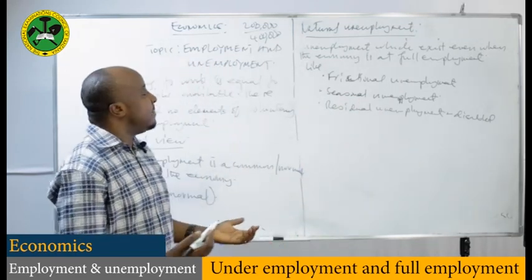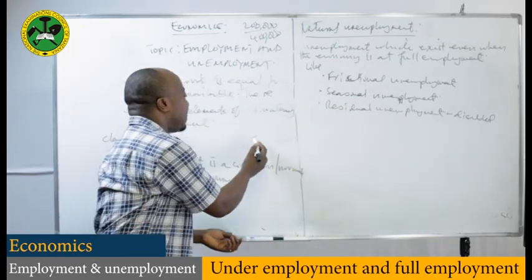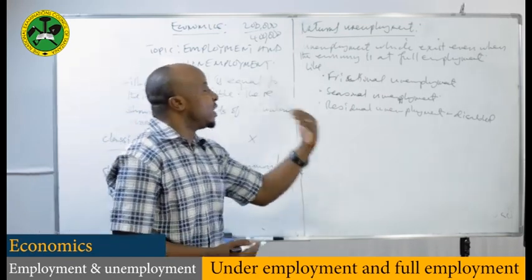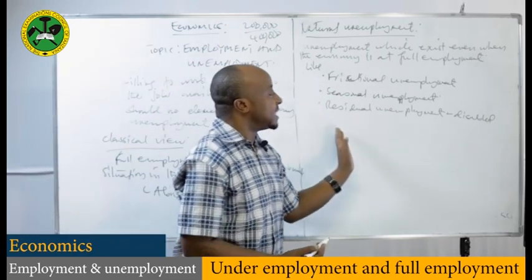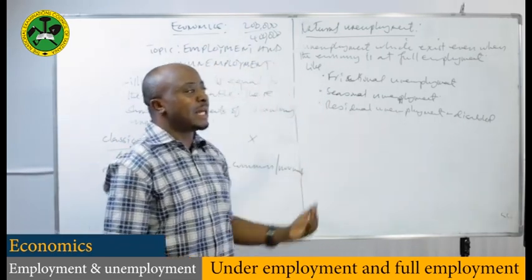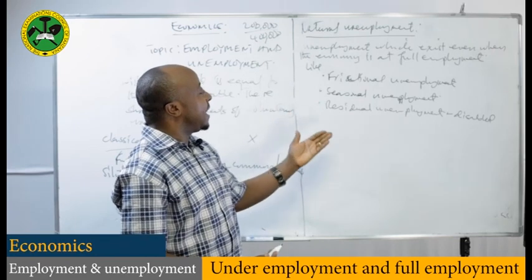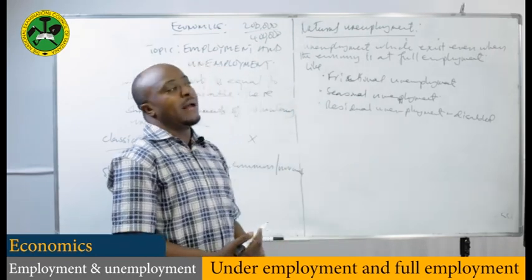For example, they can find that company X is looking for someone to employ, but if they go to ask for a job, they are told no, because you have this disability. So during full employment, there are these people who are disabled mentally and physically. So you can find residual unemployment during full employment.